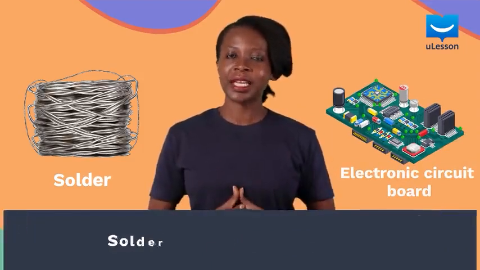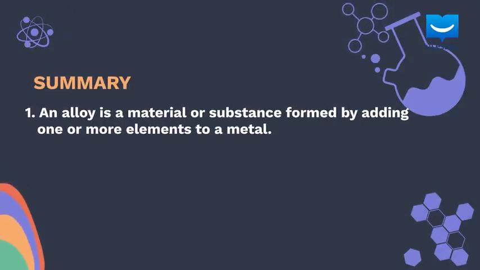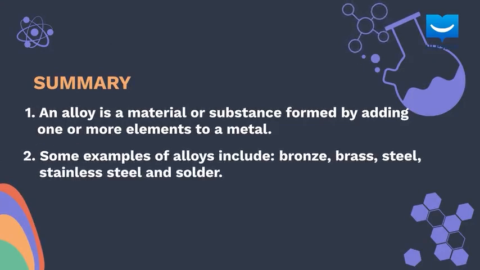So let's do a quick recap of what we have discussed so far to help you remember important points from this lesson. An alloy is a material or substance formed by adding one or more elements to a metal. Some examples of alloys include bronze, brass, steel, stainless steel, and solder.